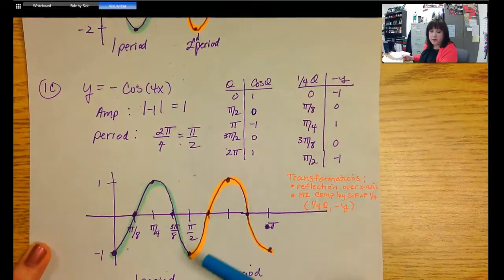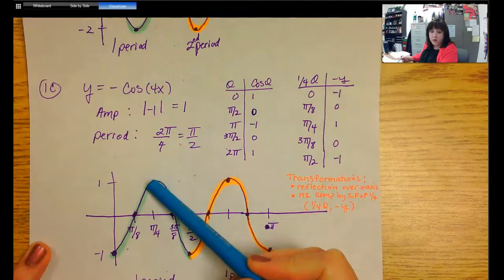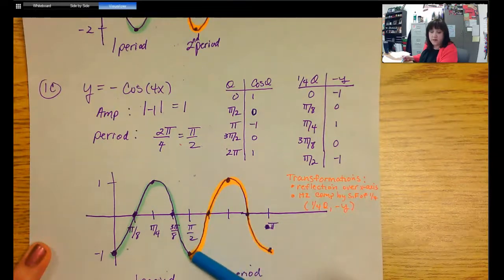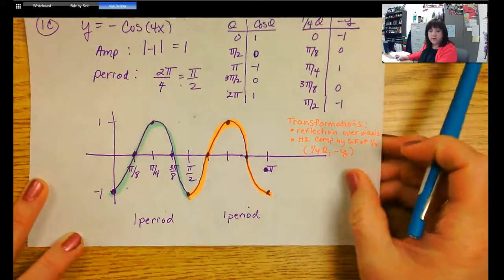And when I plot those points, I can see I've got 0, negative 1, pi over 8, 0, pi over 4, 1, 3 pi over 8, 0, and then back down to pi over 2, which is at negative 1, and that's one wave of my cycle. And then I repeated that process again for the second period of the function. Okay, so we have definitely graphed 2 periods.